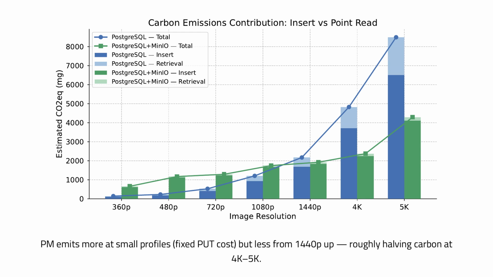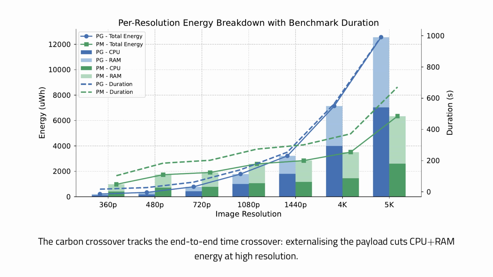enough to dwarf it. This final results chart ties the whole story together by connecting energy to time. It overlays the CPU and RAM energy breakdown with the benchmark duration as dashed lines, and the pattern is beautifully consistent. The carbon crossover tracks the end-to-end time crossover almost exactly.